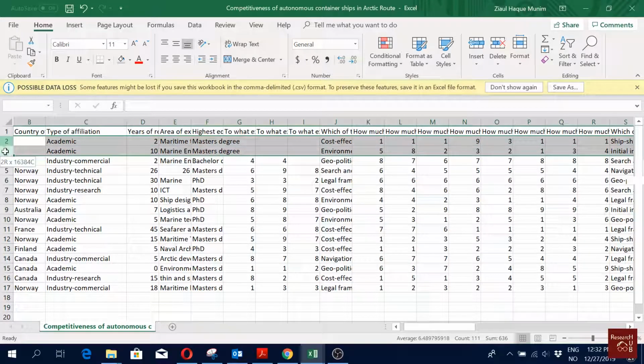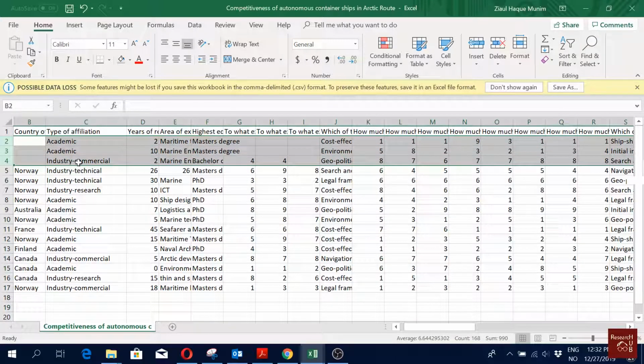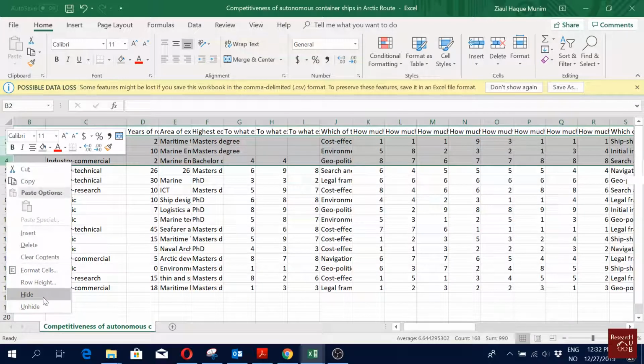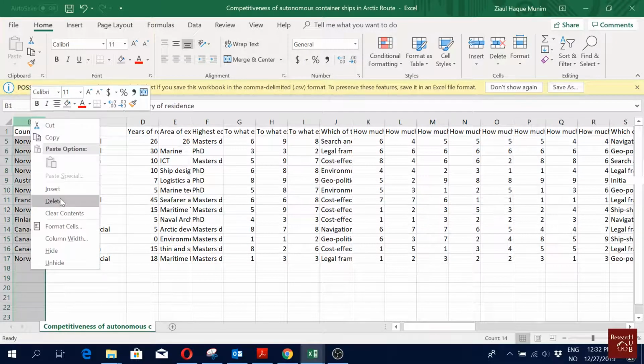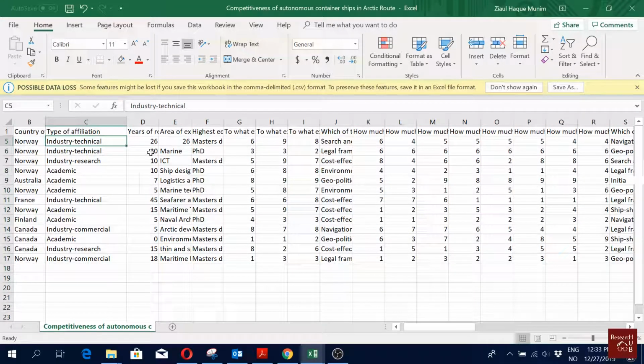So actually, the first three we have, they are pilot ones. They were pilot surveys, so we are not going to use them. So I'm going to hide or remove them. Okay. Then these are the ones that we actually used, those were real.